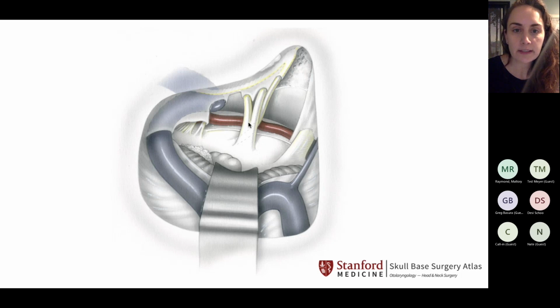We often don't see those structures or think about them as much when we're doing just a traditional translab approach, but everything is quite close to each other once everything's all open and exposed. So you can see how this would allow the neurosurgeon then to look beyond where we've drilled and down into those deeper structures and where the tumor is actually sitting.